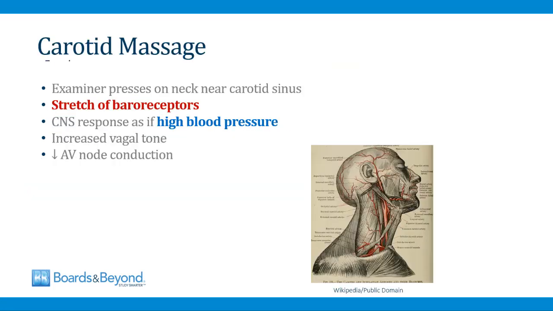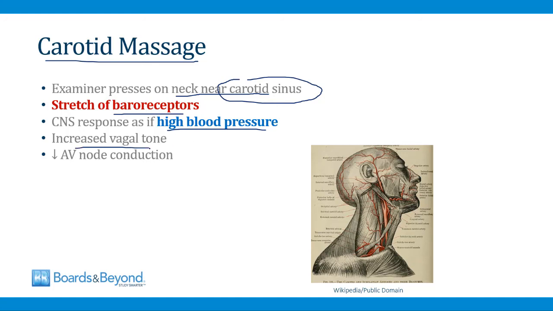As I said on the last slide, carotid massage is another way that you can slow conduction in the AV node to break the arrhythmia AV-NRT. The way carotid massage is performed is the examiner presses on the neck of the patient near the carotid sinus. And what this does is it stretches baroreceptors in the carotid sinus. The stretch in those baroreceptors is going to be interpreted by the brain as high blood pressure. And when the brain thinks there's high blood pressure, it tries to decrease the sympathetic nervous system activity and increase the activity of the parasympathetic nervous system. That leads to more vagal tone, in other words, increased conduction through the vagus nerve. And since the vagus nerve innervates the heart in the AV node, this will slow conduction in the AV node.